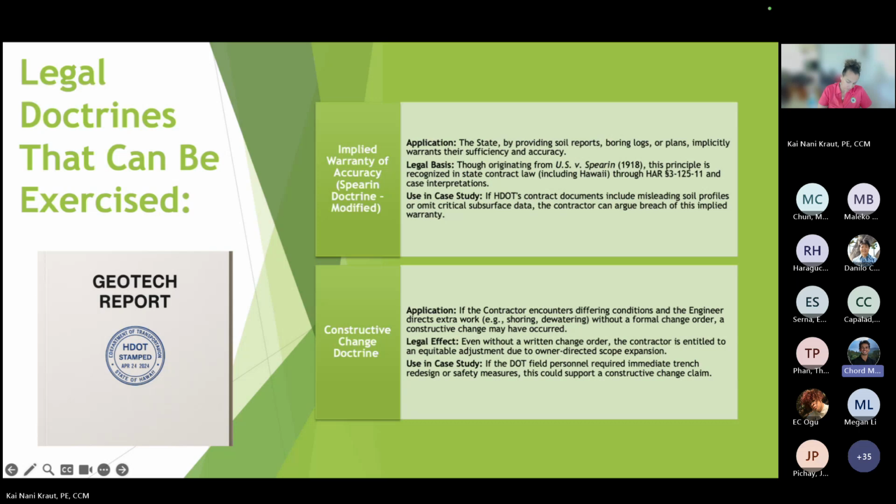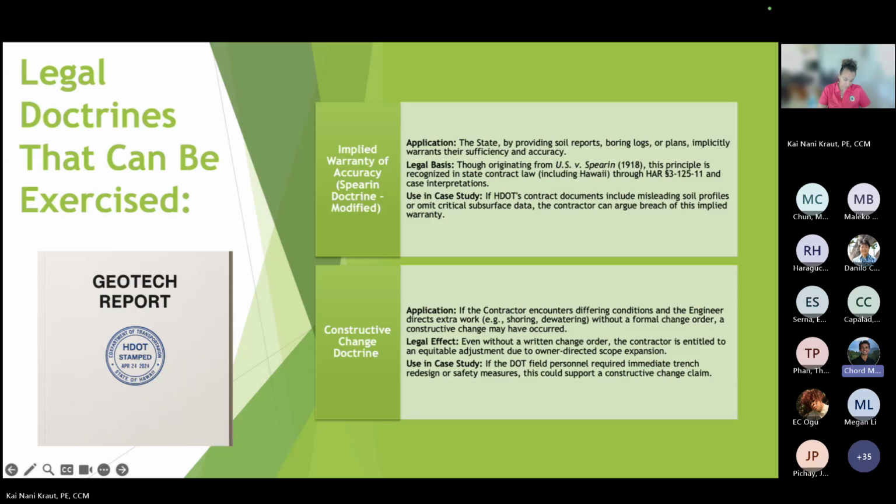Additionally, the constructive change doctrine. If the contractor incurs differing site conditions, it meets all of the requirements that Kai went through, and the owner directs extra work without a formal change order, a constructive change may have occurred. So even without a written change order, the contractor is entitled to equitable adjustment under 104, methods of adjustment, for owner-directed scope expansion. Specific to the case study, DOT field personnel required immediate trench redesign or safety measures. This would support a constructive change claim. And obviously you have to follow the proper procedures and notices and all of that.